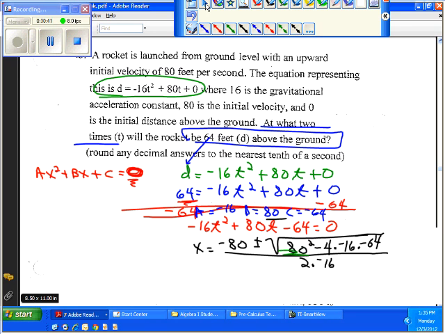Again, we're going to do those same 3 calculations first, paying particular close attention to the number of signs, odd or even. And so we're going to have x equal to negative 80 plus or minus the square root of 80 squared, which is 6,400. And then 4 times 16 times 64 is what? Somebody want to do that? That would be 64 times 64. 4,096.